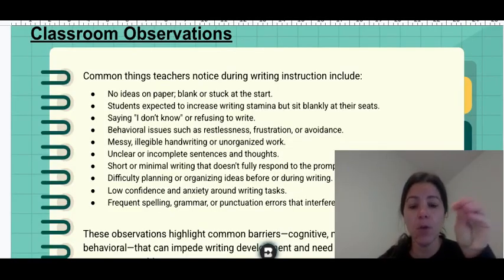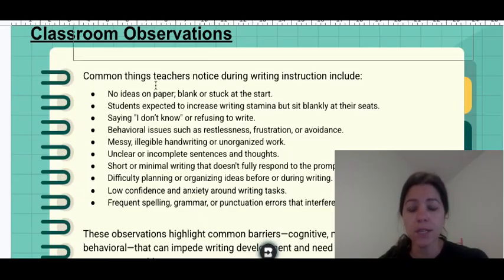When we think about writing, writing is very taxing on the brain, and it requires a lot of mental supports. It requires a lot of direct instruction. And we need to make sure that if we are observing any of these things in the classroom, that we are providing supports for our students to really be able to reduce their cognitive overload and support them with all levels of writing so that they can be successful writers.